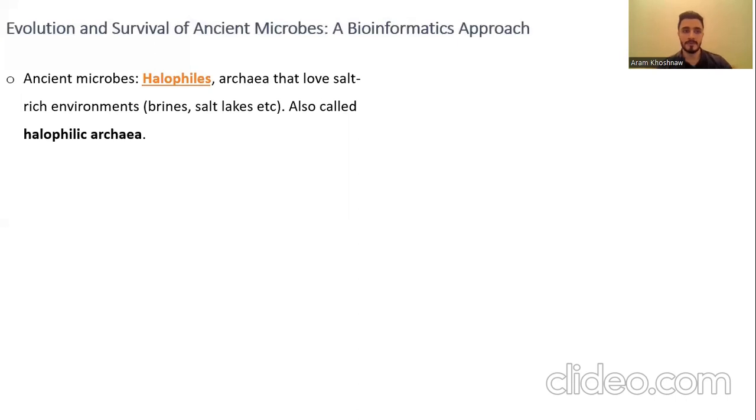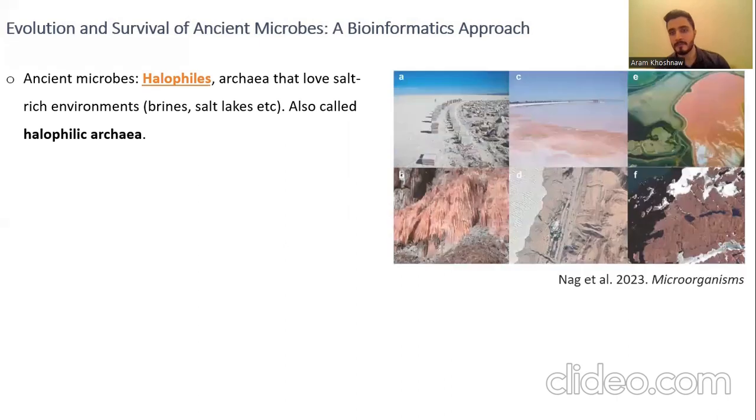The ancient microbes that we used in our project were called halophiles. These halophiles could also be called halophilic archaea. These are archaea or microorganisms that love salt-rich environments, such as brines and salt lakes. As we can see from the figure next to it, for example, the Dead Sea has a high concentration of salt, and halophilic archaea have been isolated from these environments.